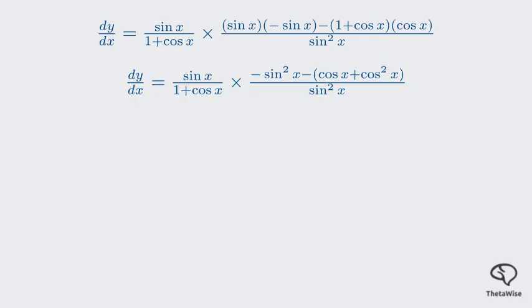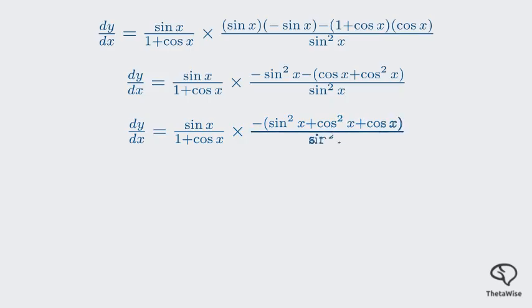Now we simplify. We can factor a negative sign out of the numerator of the second fraction. This gives us negative of sine squared x plus cosine squared x. We should remember that sine squared x plus cosine squared x is a fundamental trigonometric identity equal to 1. Substituting 1 for sine squared x plus cosine squared x, we get 1 plus cosine x inside the brackets. Now we have sine x over 1 plus cosine x, multiplied by negative of 1 plus cosine x, all over sine x squared.